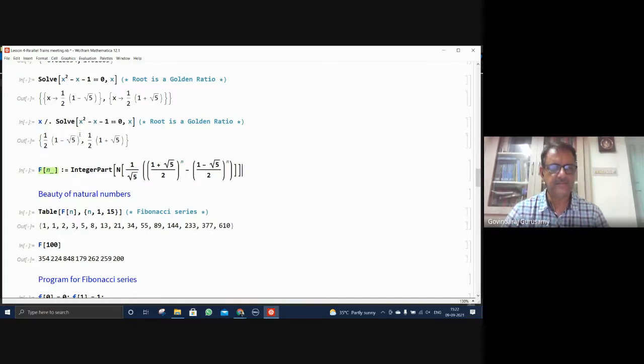This is the root. Okay. So you can see the beauty of the natural numbers. This is the root of this equation. That root, I have taken the positive root to the power of n minus the other root, 1 minus that, also with the same exponent. Only thing, I divided each time by 1 by square root of 5. Then take the numerical value, which gives the fraction. Then take out the integer part alone.